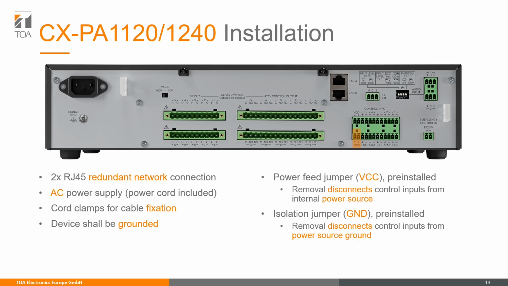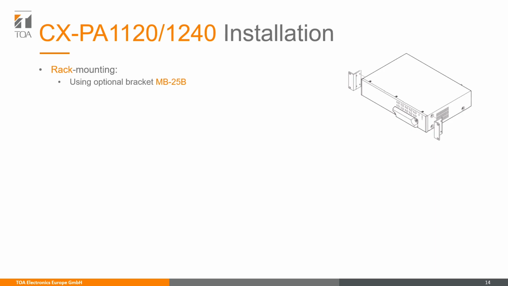But sometimes it can happen that you get noise on your audio lines if products are connected via these control connections to other systems. This is an issue that can affect PA products in general. In case something like this happens, removing the jumpers can help reducing the noise on the audio lines. And now, coming to the mounting options, of course it's possible to mount the amplifiers in a rack. For this, you need the bracket MB25B.